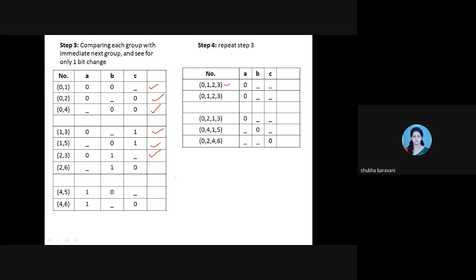Next, see, 4, 5. 4, 5 is also here. See, here it is 4, here it is 5. So 4, 5 is also here. Next, 2, 6 is there and 4, 6 is also here. Okay?